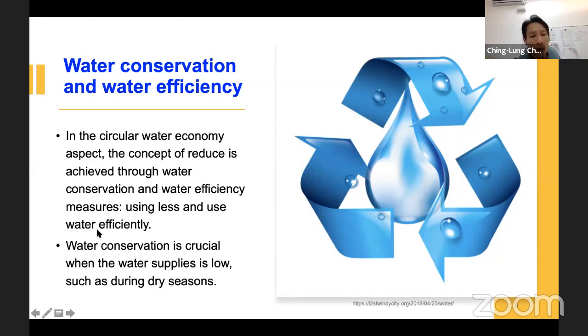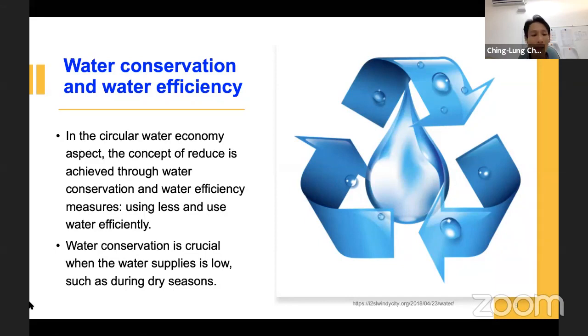What does it mean to use water efficiently? For example, in some industries, if for one purpose or procedure they only need about 100 liters of water, then they don't need to use more than 1,000. It means we need to use water in a smart way. We don't want to waste the natural resource of water.